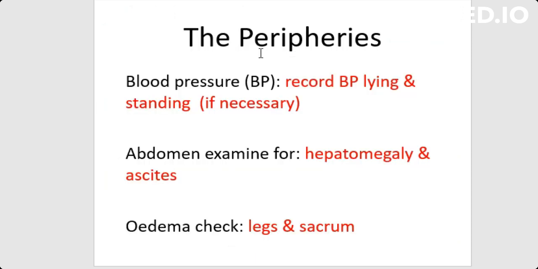Continuing with the peripheries, you measure and record the blood pressure. You can measure it while the patient is lying and while the patient is standing if necessary. Also, you need to examine the abdomen for hepatomegaly and ascites. The abdomen will be distended. Also, you need to check for edema from the legs and the sacrum.